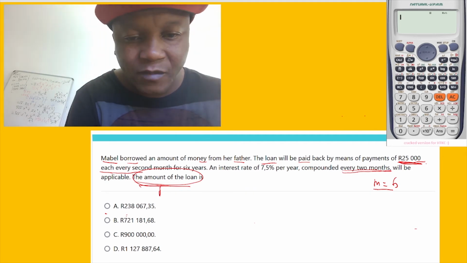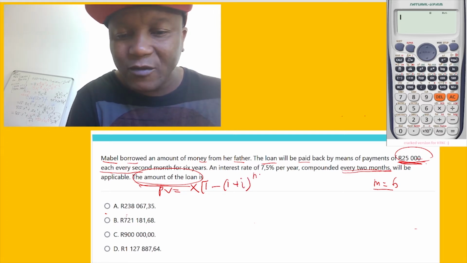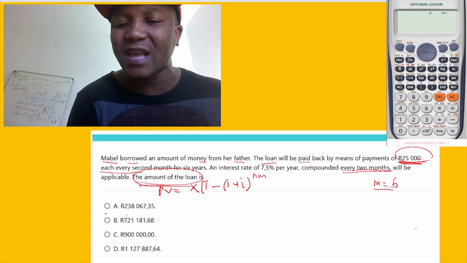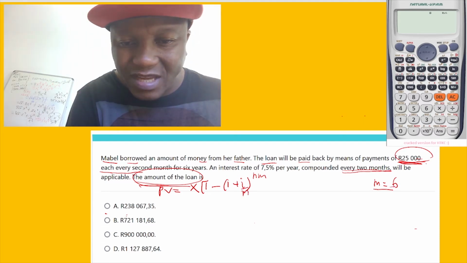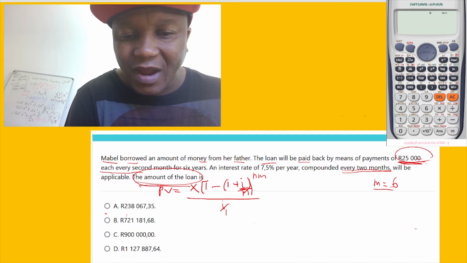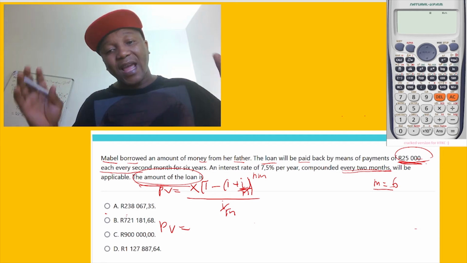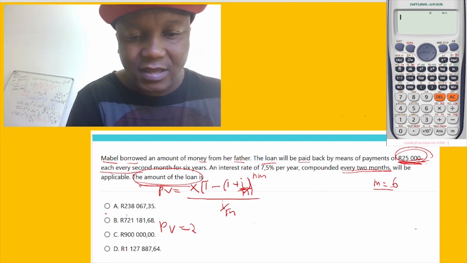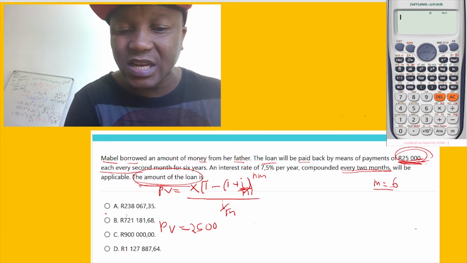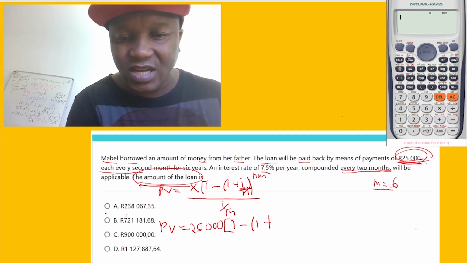So the present value formula: present value equals X, where X is the amount you pay on a regular basis, times 1 minus (1 plus the interest rate divided by M) to the power of negative number of years multiplied by M, where M is 6, and the interest rate you divide by the same number, 6, all divided by I over M. So we can find the present value: present value equals X. What is X? 25,000, which is the amount you withdraw or deposit on a regular schedule. Then 1 minus (1 plus the interest rate). What is the interest rate? 7.5%.